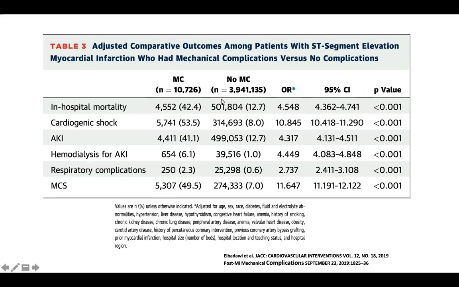When we see mechanical complications versus non-mechanical complications, what is their outcome? Of course, they have high mortality, and they have a high shock incidence, like 53%; most of them are in shock.